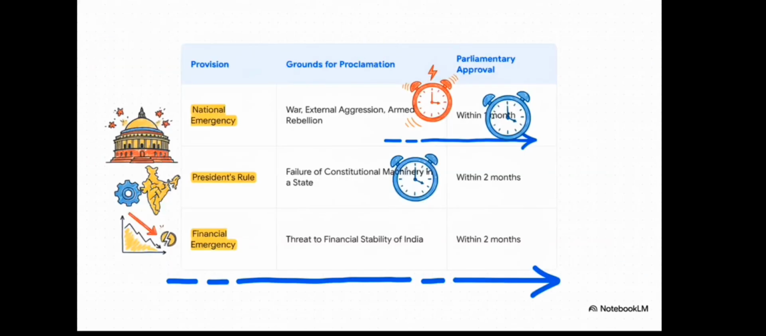Now, the timelines for approval, they tell a really interesting story all on their own. A national emergency has to be approved by Parliament within just 1 month. 1 month. That reflects its extreme urgency. The other two, though, they get a longer leash, 2 months. You can really see the constitutional design choice here. The bigger the power, the faster the required oversight.